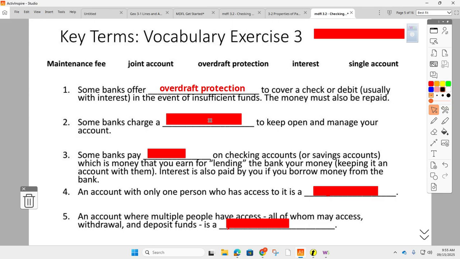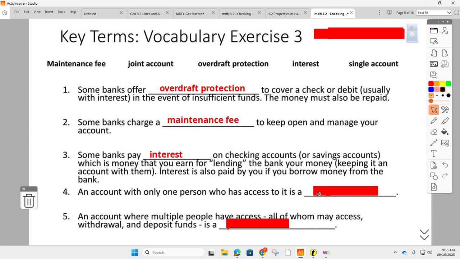Good job. Some banks pay blank when checking accounts or savings accounts, which is money that you earn for lending the bank your money, keeping it in an account with them. Interest is also paid on you if you borrow money from the bank. So, Kimberly? Interest, yeah.